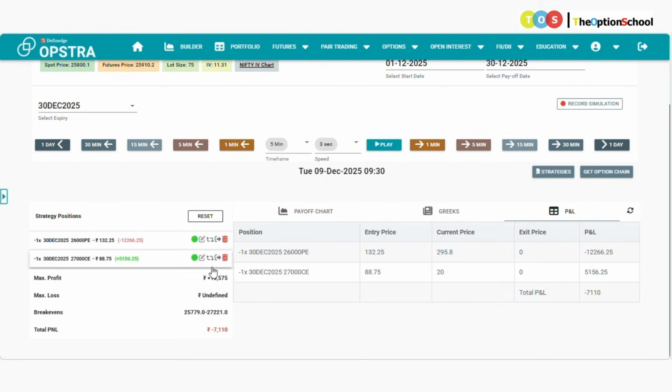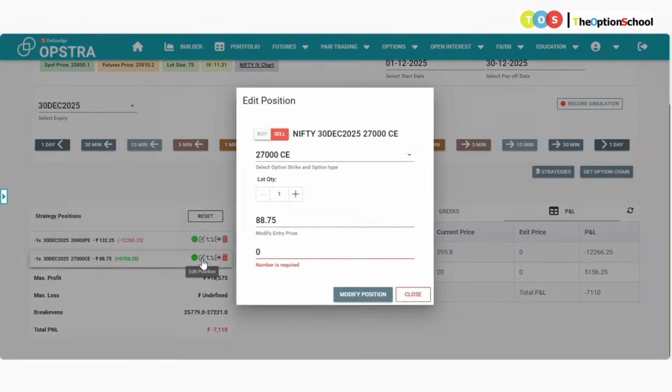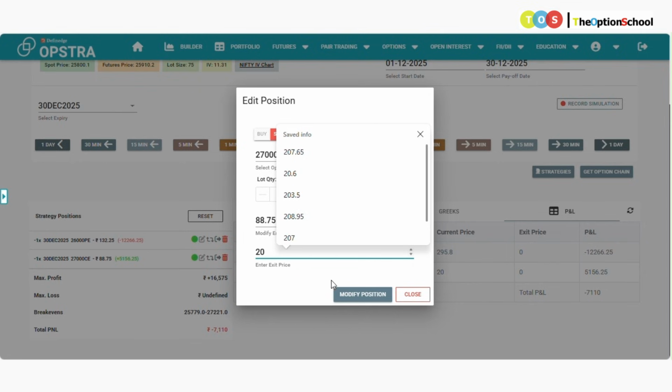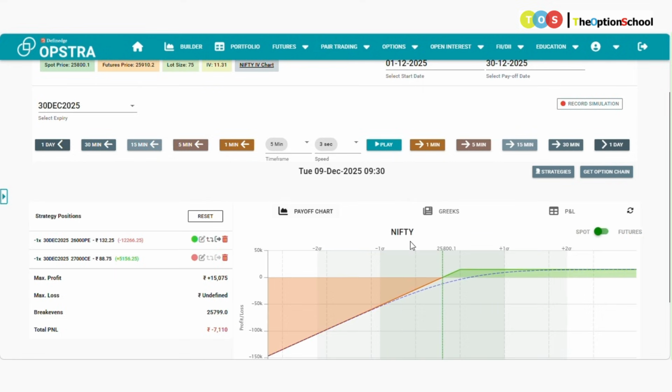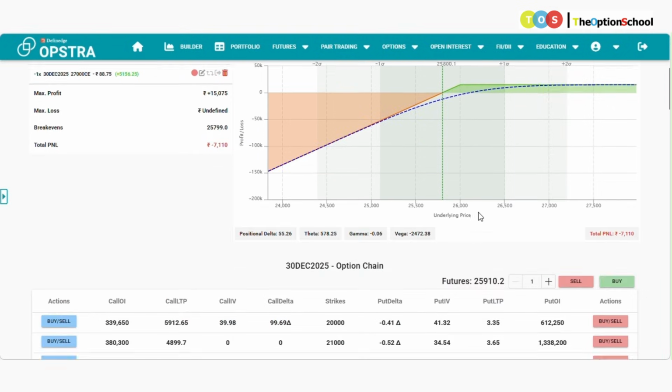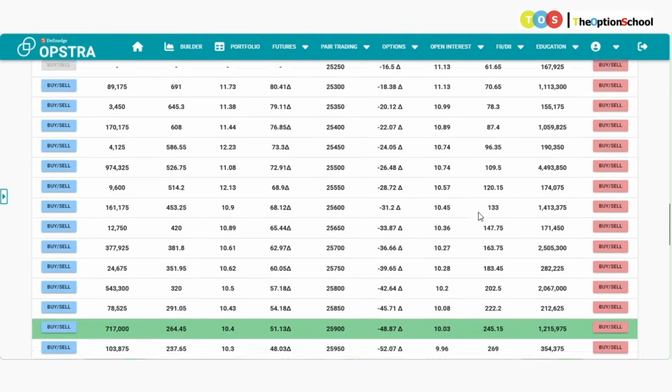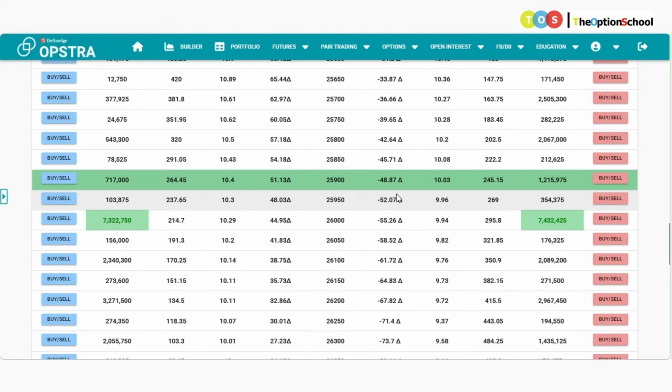Now the hard adjustment is that I will just square off this call at 20 rupees. My put is 26,000 and market is already 25,800. So I will go to the option chain and convert this trade into a short straddle. So I will sell the 26,000 call also.